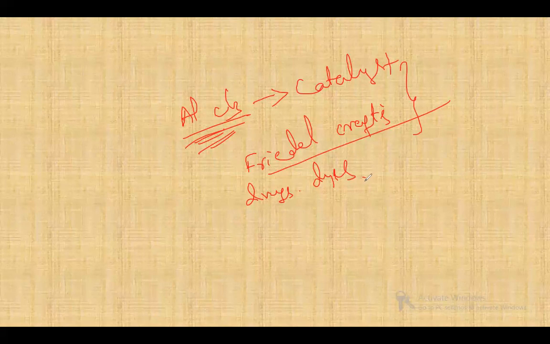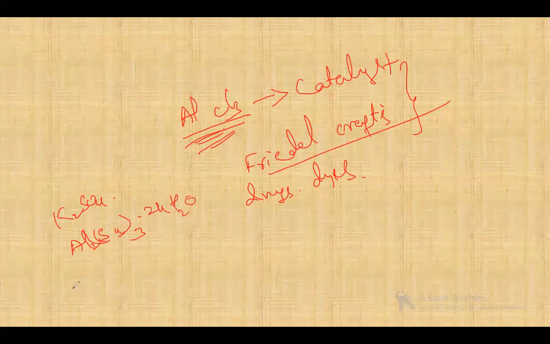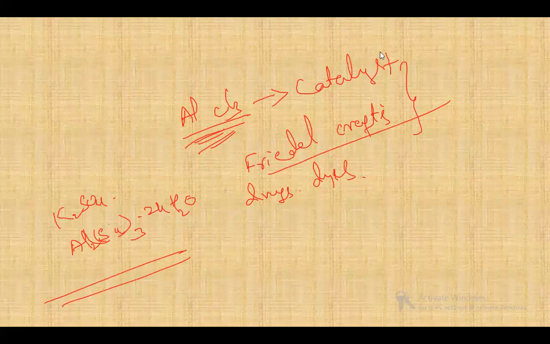Next, potash alum. Potash alum is K2SO4.Al2(SO4)3.24H2O. What is the formula of potash alum? K2SO4.Al2(SO4)3.24H2O. This is potash alum.